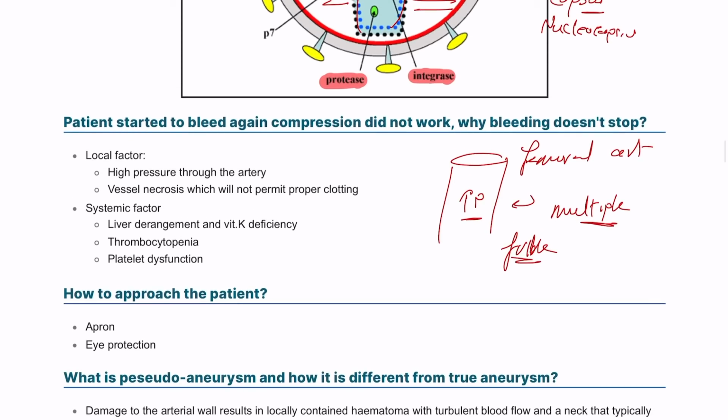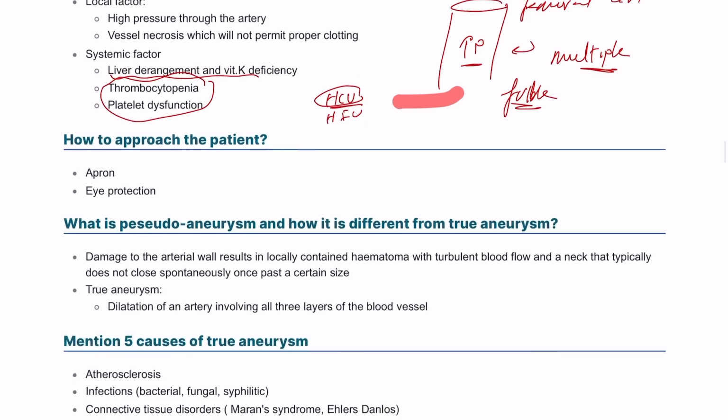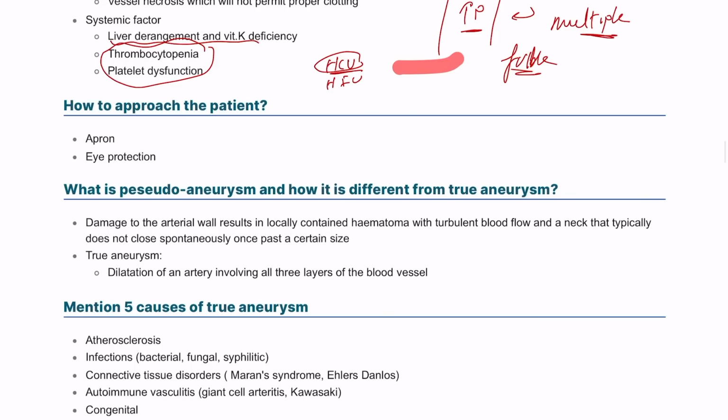There are some systemic factors as well. We mentioned that this patient has HCV and HIV. HCV means they likely have liver failure, with vitamin K dependent factor deficiency, and that's why they will have a risk of bleeding, along with thrombocytopenia and platelet dysfunction. So always break it down into systemic and local factors. Approaching this patient, you need to wear protective clothes. Next, pseudoaneurysm, and how is it different from a true aneurysm?